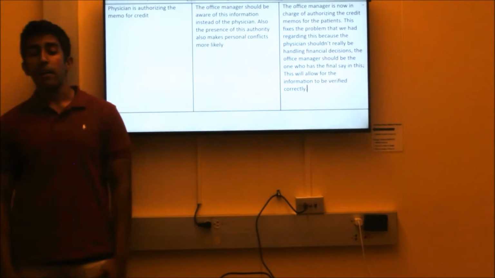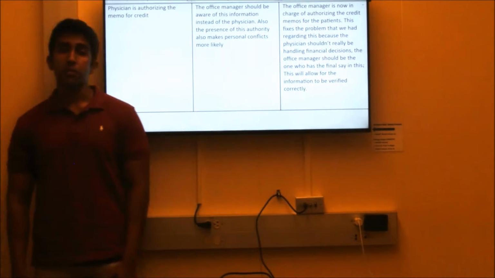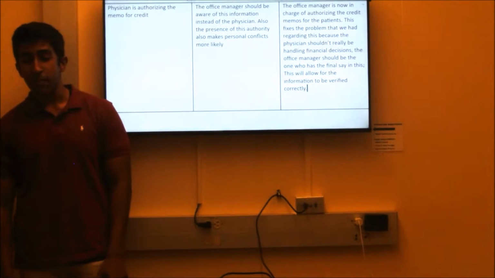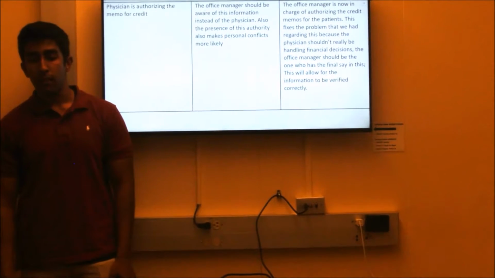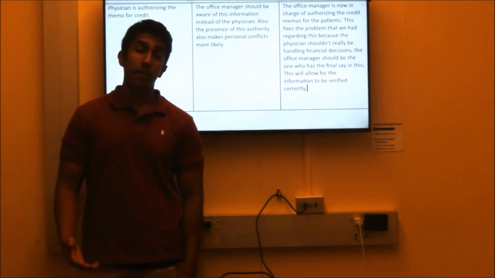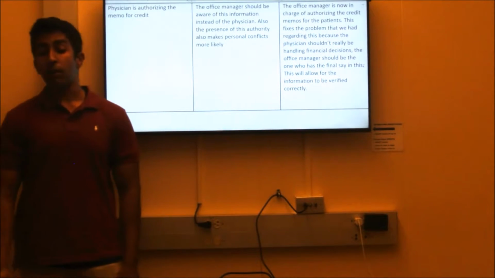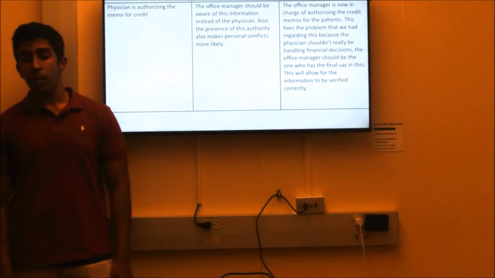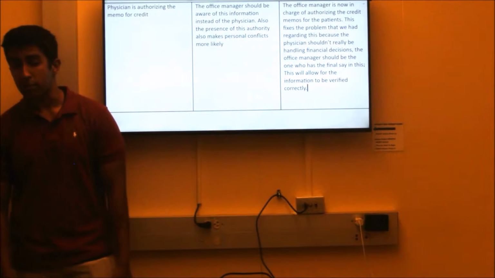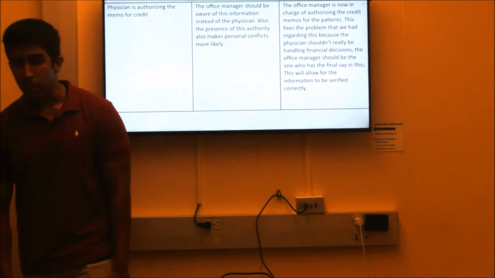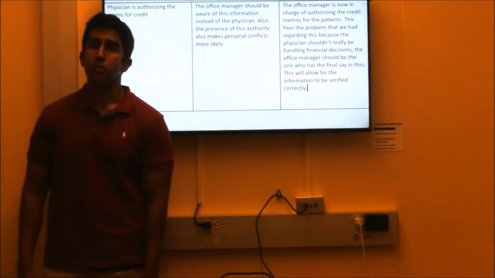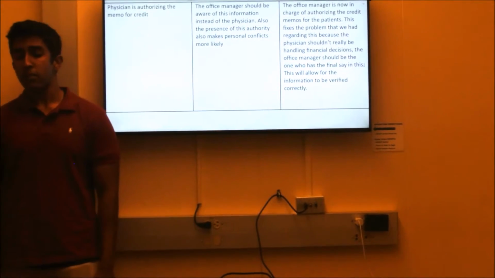Our third problem is that the physician is authorizing the credit memos. The physician should definitely not be authorizing the credit memos. The office manager should be aware of the information instead of the physician. Because the physician being the only one able to authorize the credit memos allows for personal conflicts to become more likely. A way we could fix this is that, like I said, the office manager should be in charge of authorizing the credit memos for the patients. It fixes the problem because the financial decisions should be overseen by the office manager instead of the physician. This will allow for the information to be verified correctly.